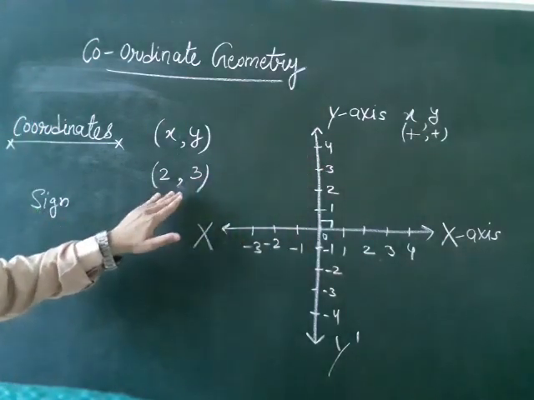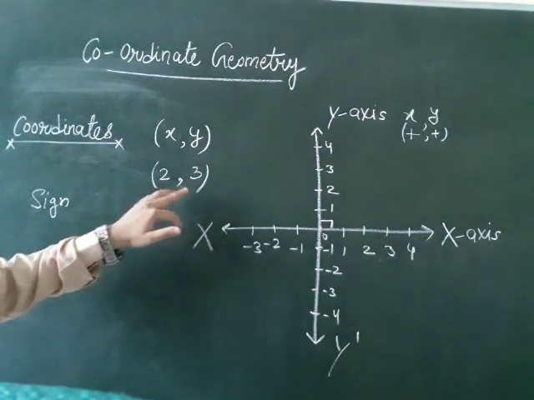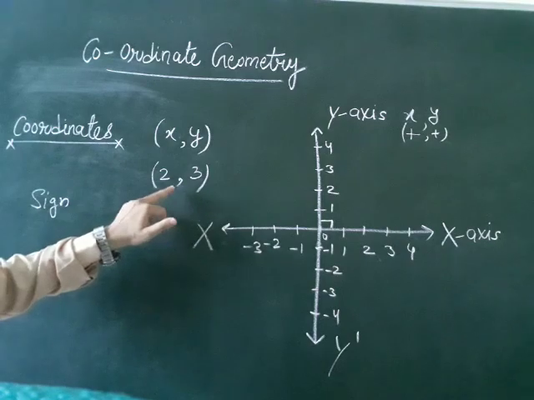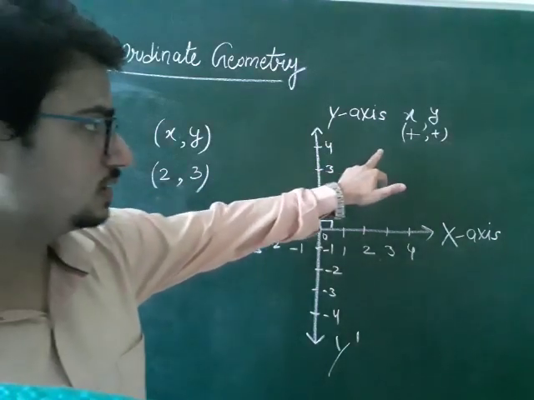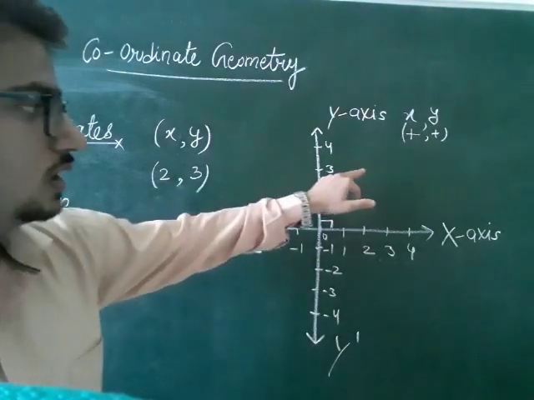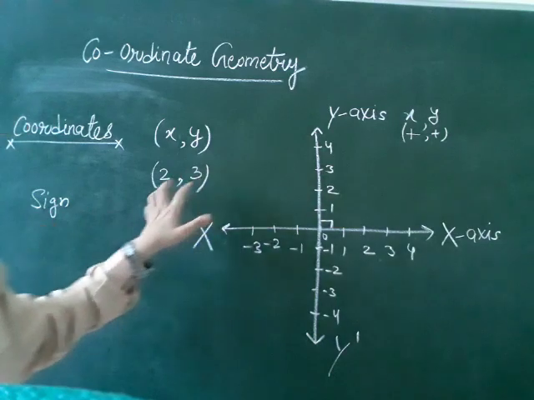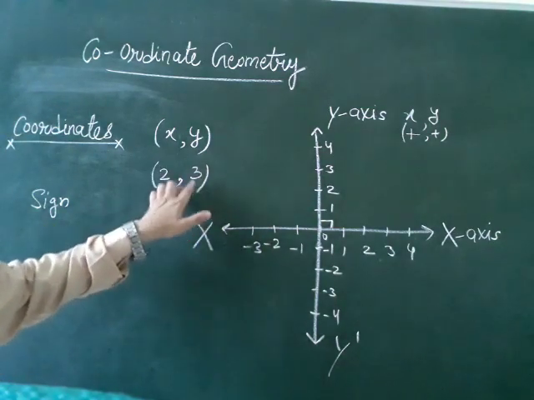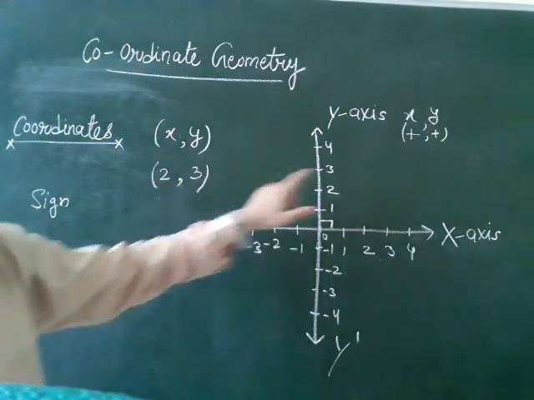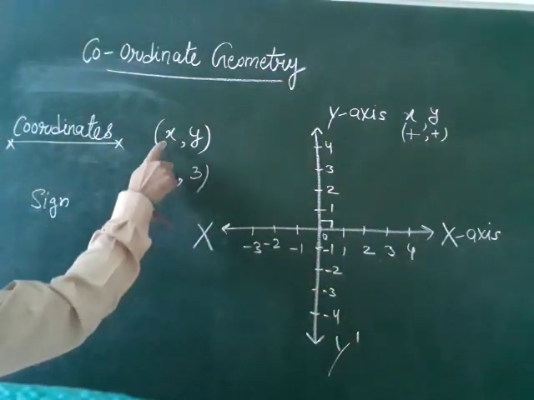It means (2, 3). By reading (2, 3) we get to know that this coordinate can be placed in the first quadrant. Why can we place this coordinate in the first quadrant? The reason is both x and y are positive and in the first quadrant we have both positive. Now read out the value of x.